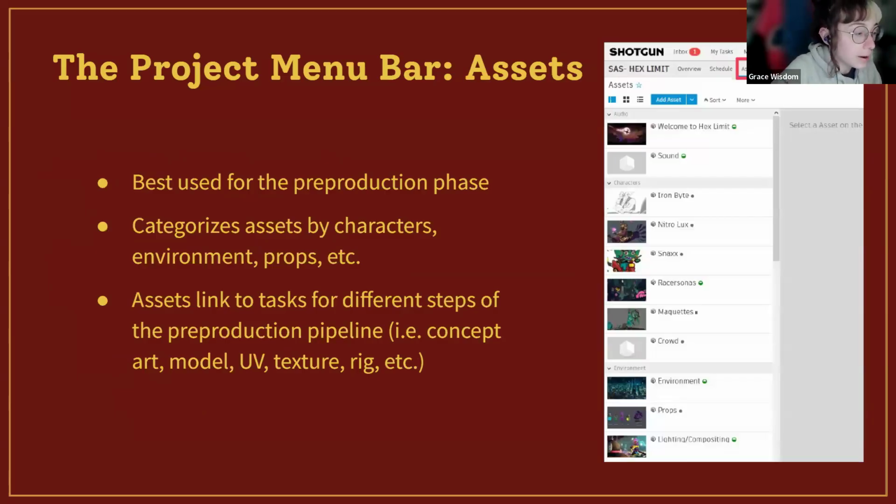Okay, now moving on to the assets tab. This is best used for the pre-production phase, honestly. It categorizes assets by characters, environments, props, etc., like I've been referring to for the past few minutes. Assets are linked to tasks for different steps of the pre-production pipeline, i.e., concept art, model, UV, texture, etc. So each step that you need to complete in your process is going to be a task and it'll categorize itself in ShotGrid.